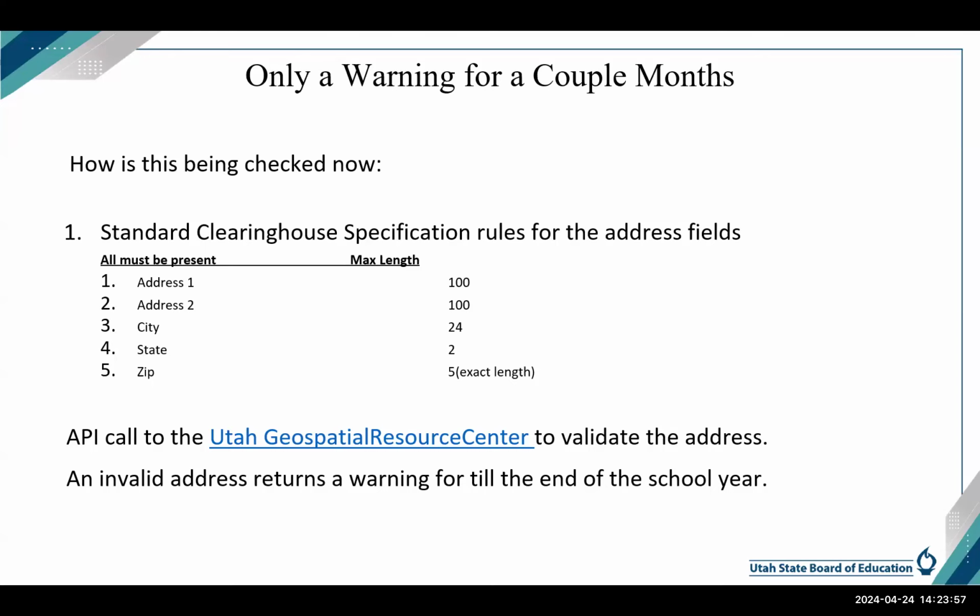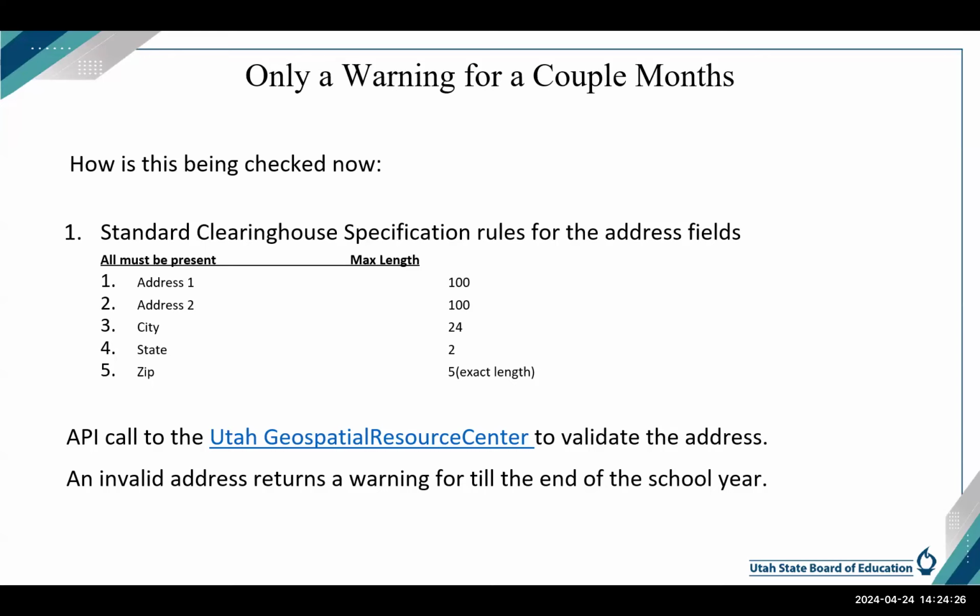The next thing that we're already doing today is an API call out to the Utah Geospatial Resource Center, or GRC, and that's to validate the address. So we feed that information over to them and they tell us back, not this is where Bob or Sally live, and this is a good match for Bob or Sally. It's strictly, is this a valid address in Utah?